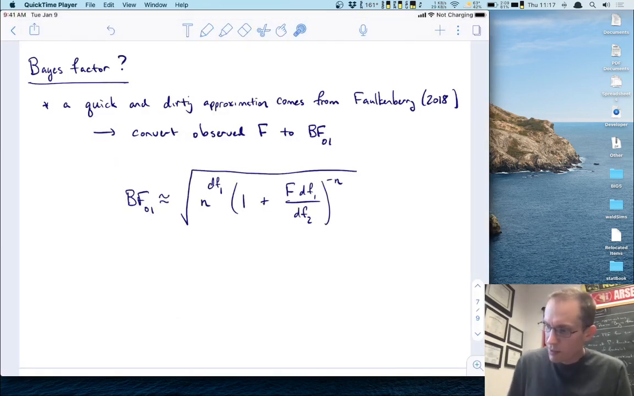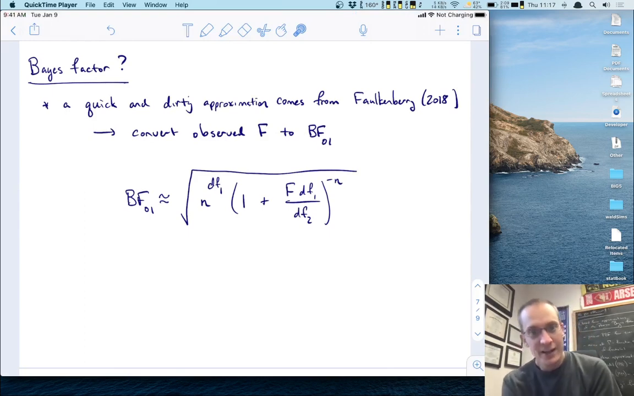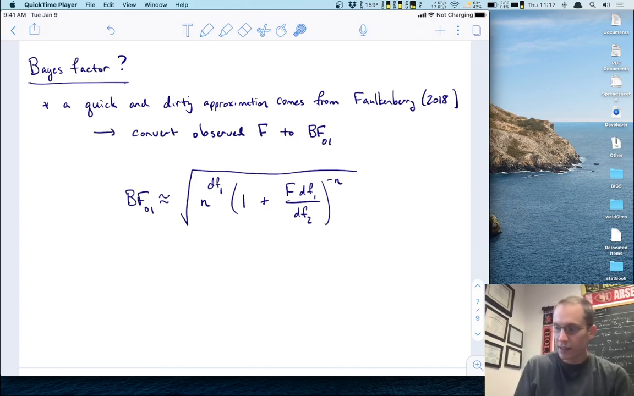So what we do is we convert the observed F to a BF01, and it's with that formula. And I think you can figure out what all those things are. The N, this little n, is the total number of subjects in the experiment. DF1 and DF2 are the numerator and denominator degrees of freedom. Of course, F is the F statistic. If you put all that in, you get an answer.